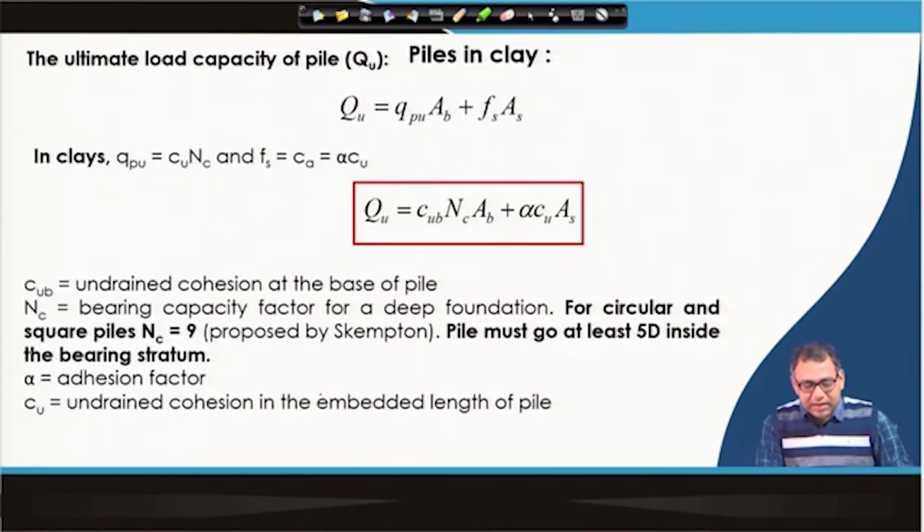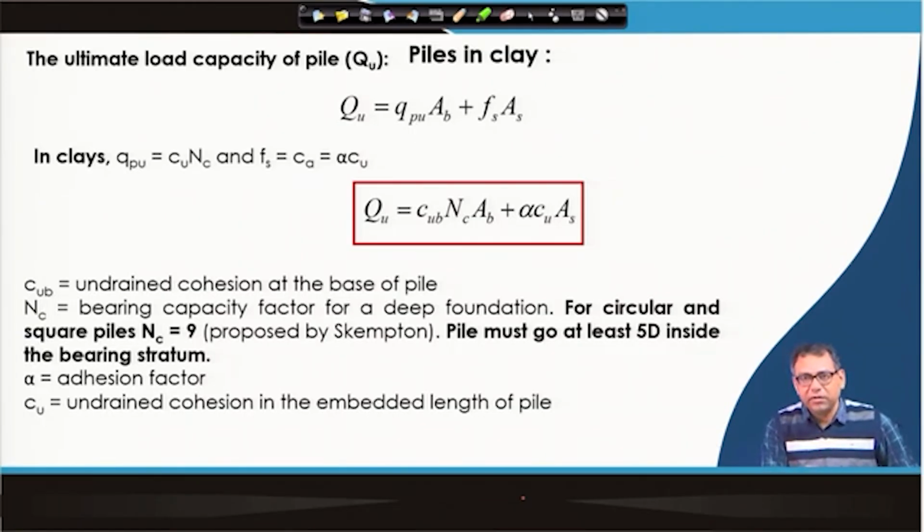Now, the next part is the ultimate load carrying capacity of a pile in clay. Here also we have a tip resistance and a friction resistance. The tip resistance we get only from C N_C and the base area of the pile, and the friction resistance is the adhesion factor into the undrained cohesion into the outside area of the pile. So, this expression is given here. N_C is generally taken as 9, although different researchers have proposed different N_C values in the case of piles also, but generally it is taken as 9.